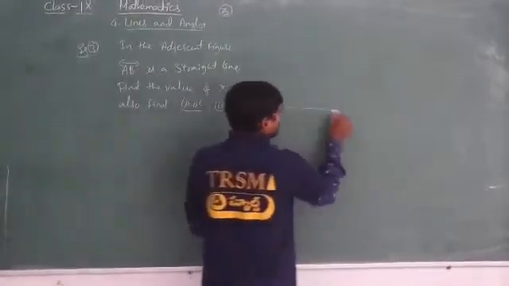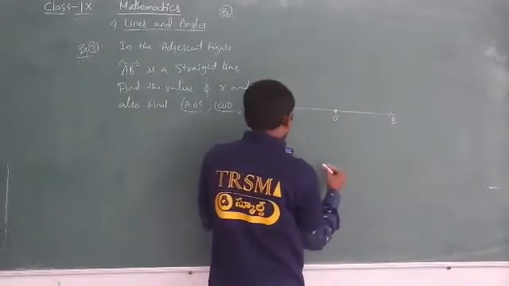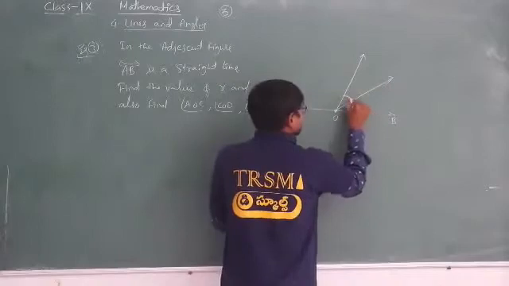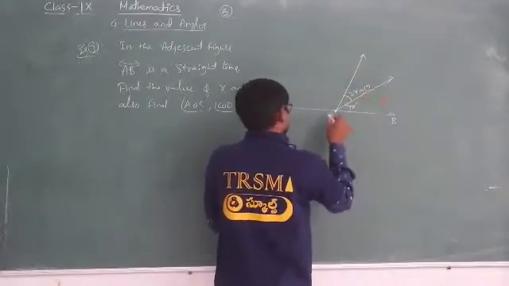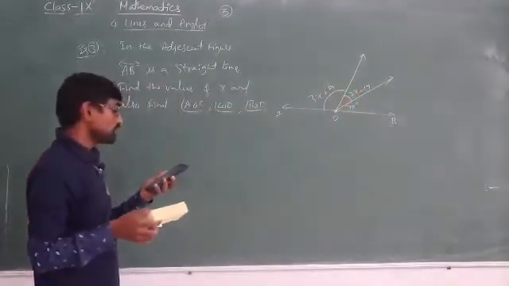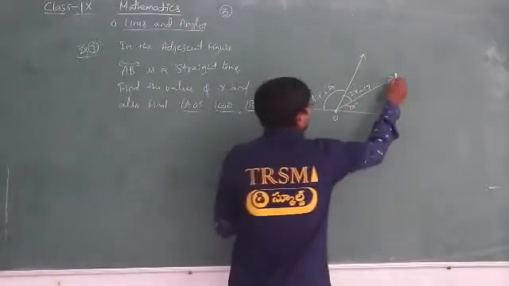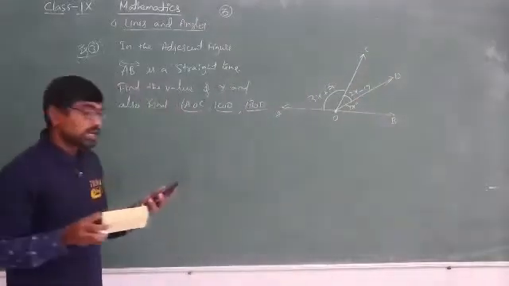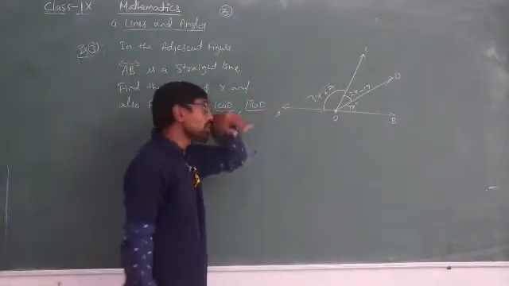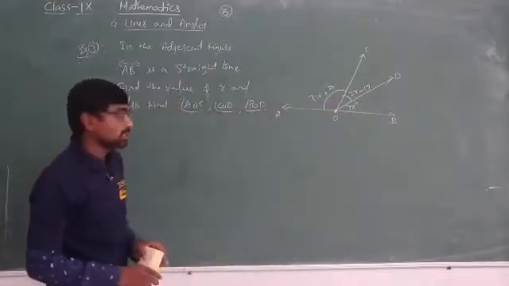So here we have one diagram, one figure, this is O, A, B. Here we have angles x, 2x minus 19, and 3x plus 7. First we need to find the value of x, and after that we need to find the exact angles. If you get the x value, then automatically you will find the values of AOC, COD, BOD, isn't it?